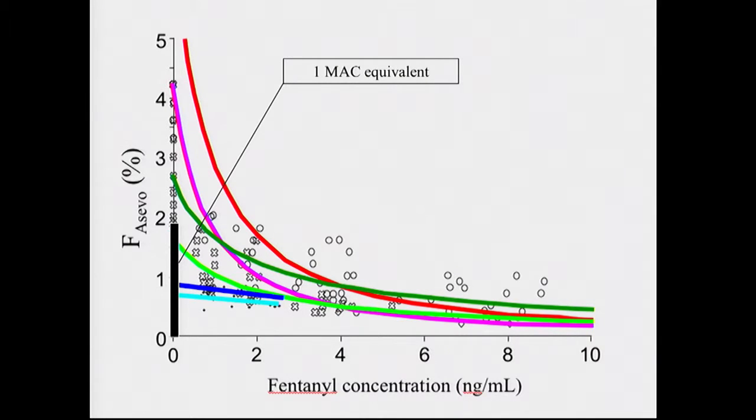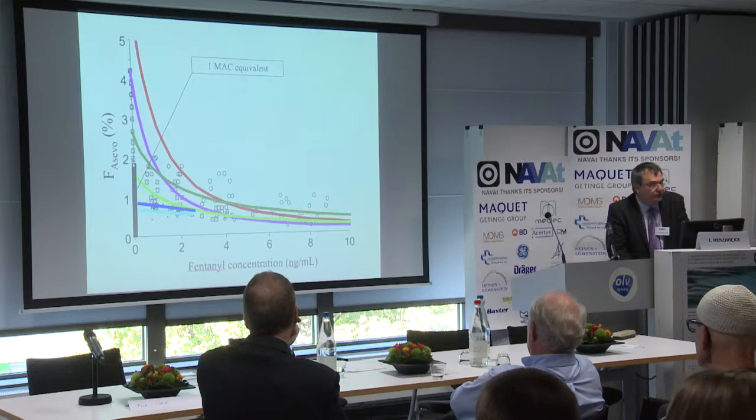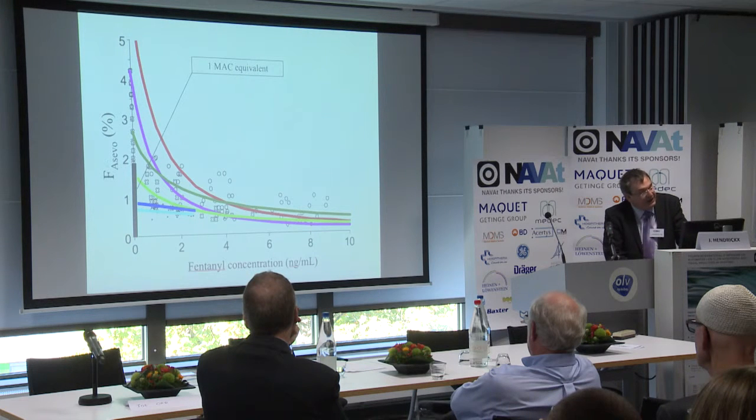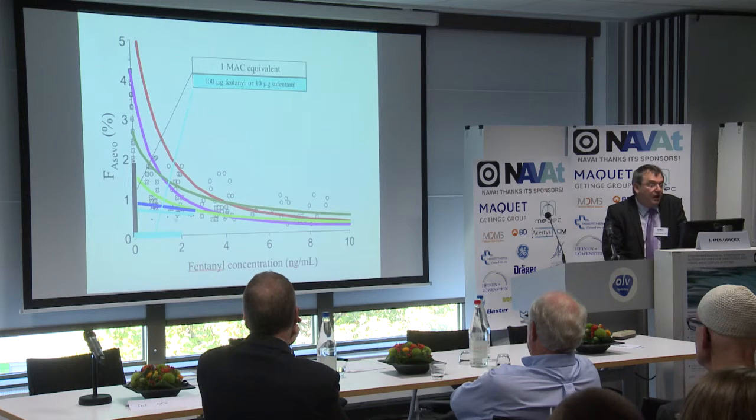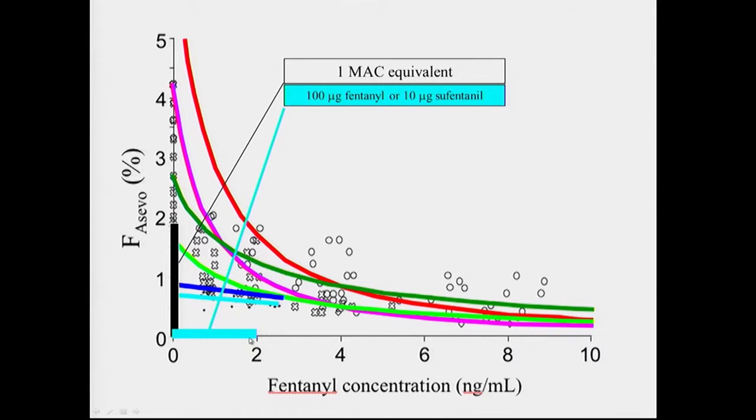So I said I'm going to choose 1 MAC. Well, if I choose 1 MAC in a 40-year-old, I end up with 2% end-expired sevoflurane. But I'm also going to give 100 micrograms of fentanyl or 10-15 micrograms of sufentanil, which will give me a plasma concentration of about 2 nanograms per milliliter fentanyl, or the equivalent thereof with sufentanil.